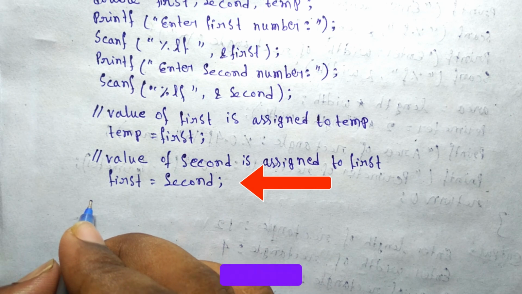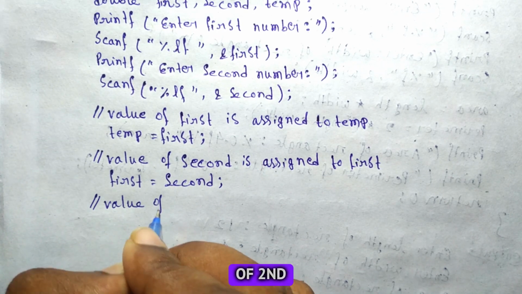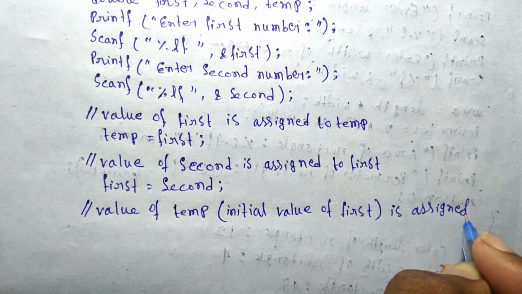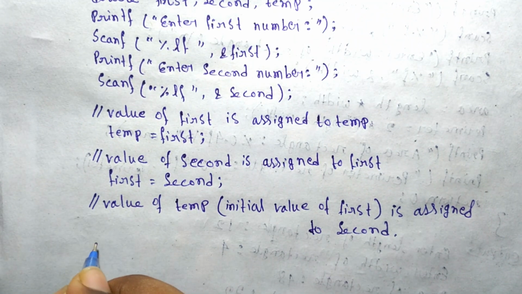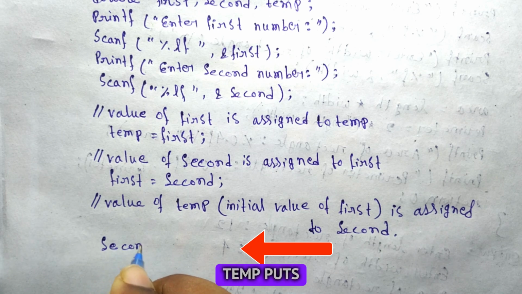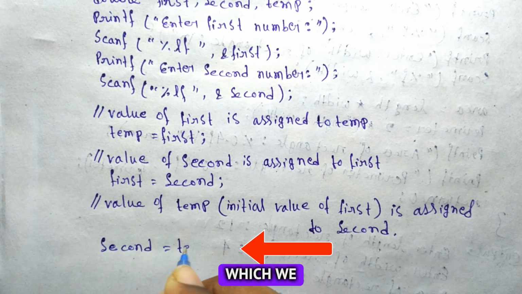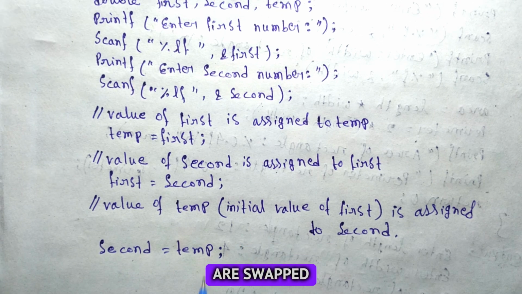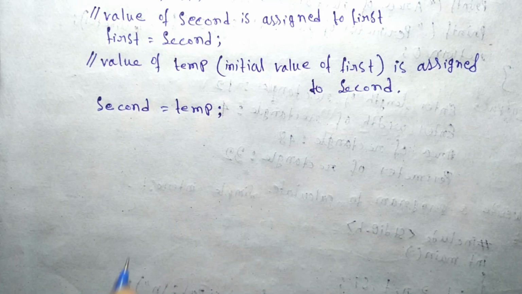Alright, now first equals second. It puts the value of second into first, so now first holds the new number. And finally, second equals temp. It puts the original value of first, which we had saved in temp, into second. And just like that, the values are swapped. I hope that clicked for you.